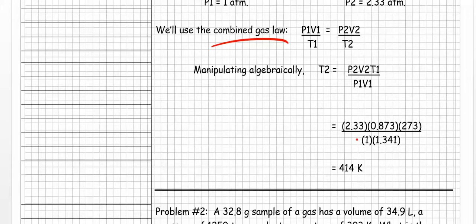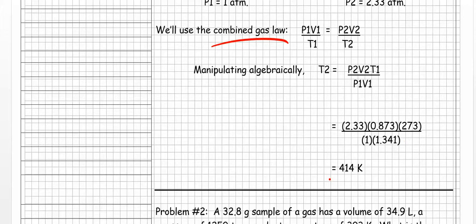So here we go. We've got 2.33 times 0.873, follow me on this, times 273 divided by 1 atmosphere divided by 1.341. Let's do this on our calculators together. Here we go. 2.33 times 0.873 times 273, I won't bother with the 1, divided by 1.341, and I get 414.0988, blah, blah, blah. I'm going to round it off to 414.